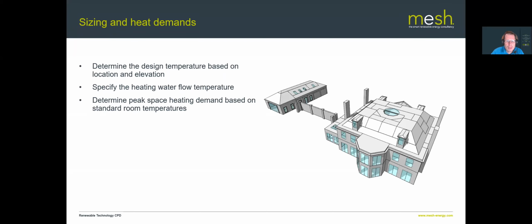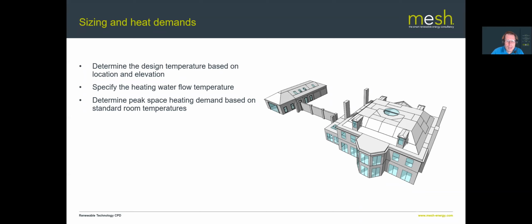We're then going to determine the peak space heating load based on standard design room temperatures. I'm sure we're all fairly familiar with that, but basically it's 21 degrees for living rooms, dining rooms, those kinds of things; 18 degrees for bedrooms, kitchens, WCs; 22 for bathrooms. And then you can adjust from there a little bit depending on client preference, etc.